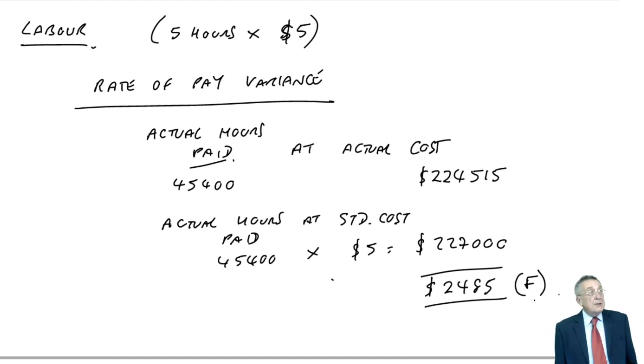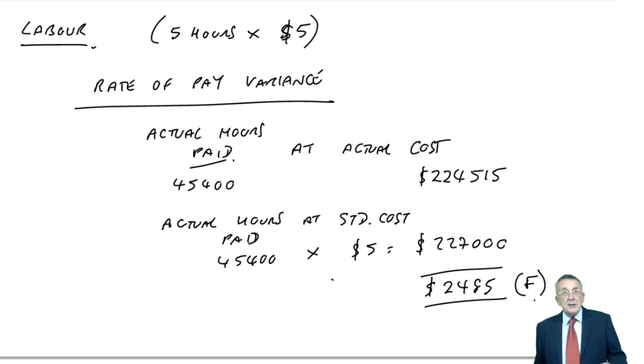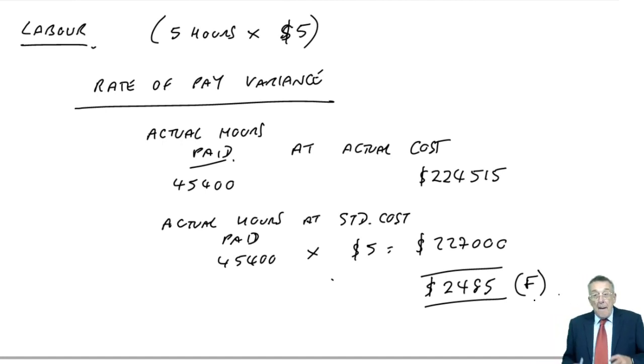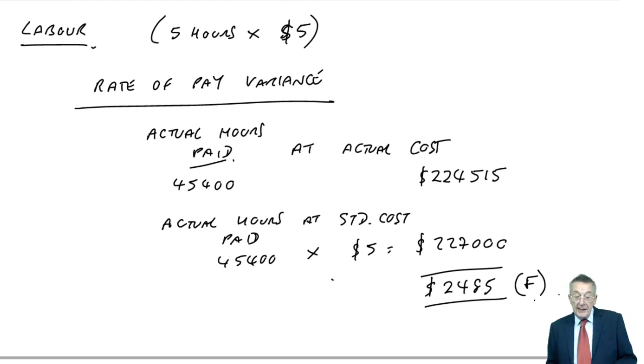So very like materials, you see, once you've learnt it, it's the same for all of them. Materials, what did we use? Compare what we paid, what we should have paid. Labour, rate of pay. What did we buy? How many hours did we pay for? What did we pay? What should we have paid?